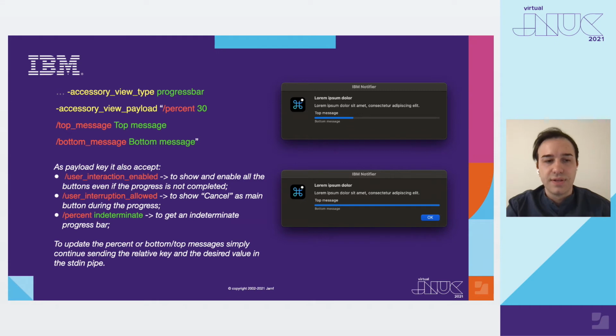We have different keys such as percentage, top message, and bottom message that on the first command line invocation we use to define the initial state of the progress bar. In this case, I said to the pop-up to show a progress bar at 30% with this top message and this bottom message. Of course, the progress bar is interactive, so I can update it, basically only by continuing to pass these keys and values to the agent. These are some other keys that you can use to customize the appearance of the progress bar.